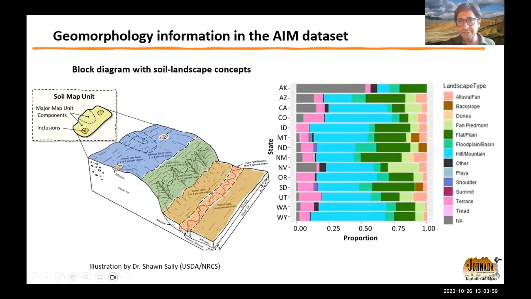And in regard to landscape type in the AIM dataset, in this figure on the right, I show the proportion of landscape type by each state. And we see here that, at least from what was observed, they visit more sites with a landscape type characterized as a hill, a mountain, and a flat plain, sorry, a floodplain. And not so many places with alluvial fan.